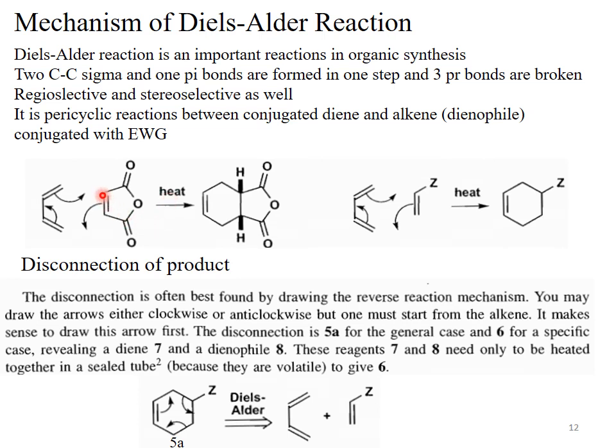See this one, a simple diene and a dienophile, an alkene conjugated with an electron withdrawing group. Z may be the nitro group, or the cyano group, or the halogens. It's an electron withdrawing group, and this reaction is again thermally catalyzed, and this is the Diels-Alder product. We can say this is an adduct, or a product of the Diels-Alder reaction.